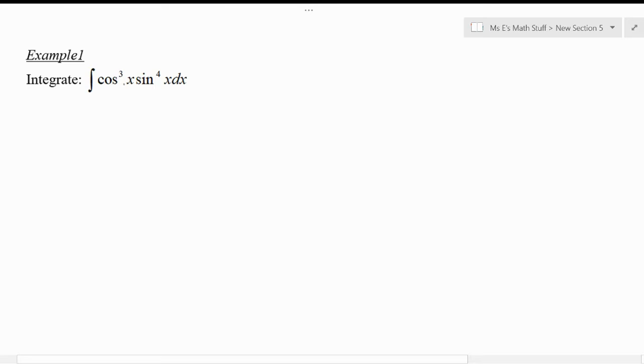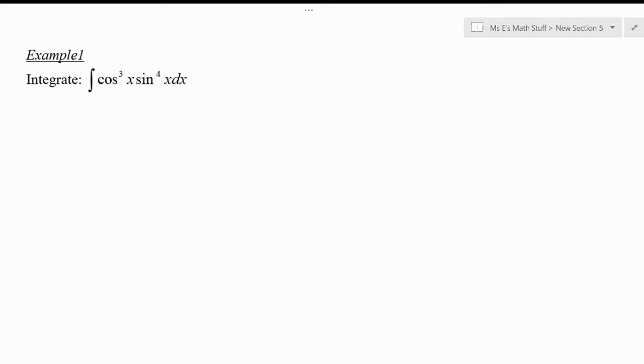So, cosine cubed x: cosine of x is the inside function, and the outside function is x cubed. And then the same thing for sine to the fourth x. That means your inside function is sine of x, and your outside function is x to the fourth. And whenever you see a composition of two functions like that, I do want you to consider u substitution.